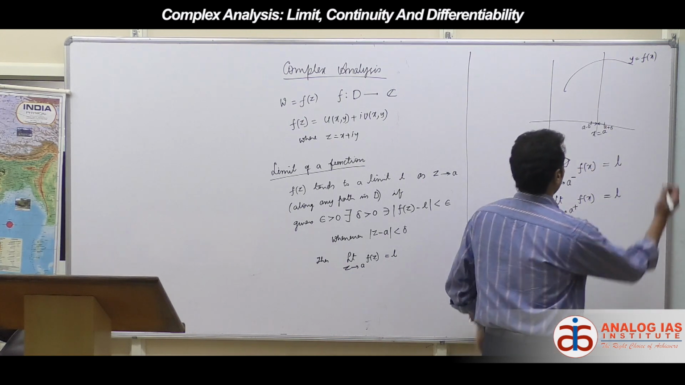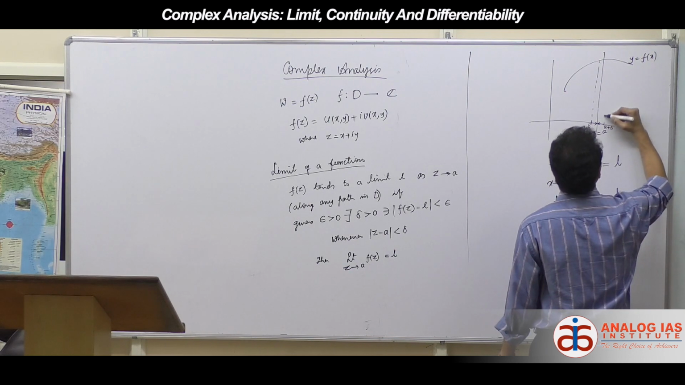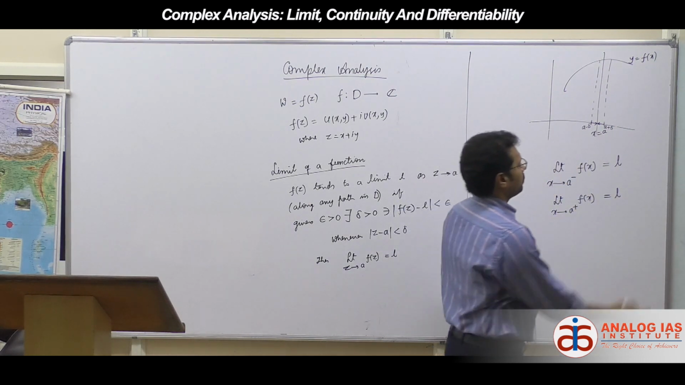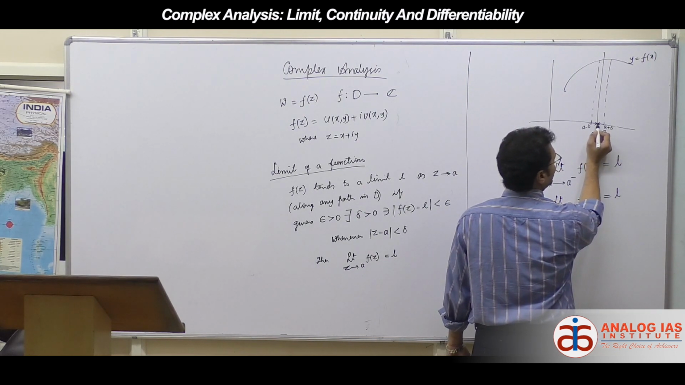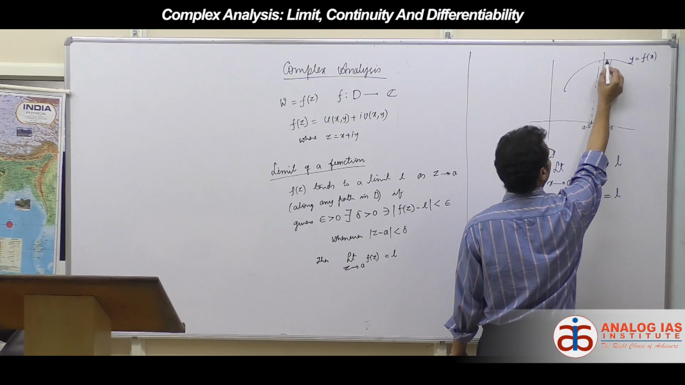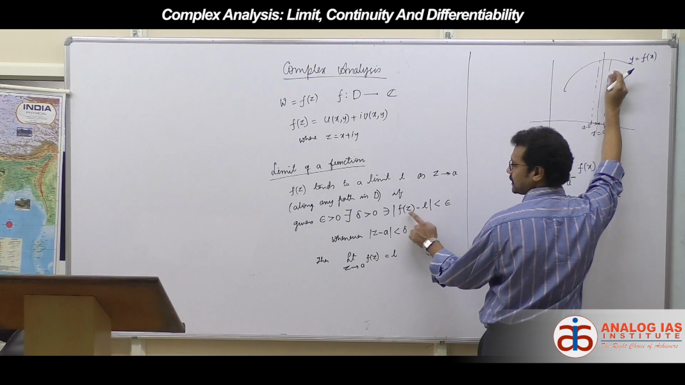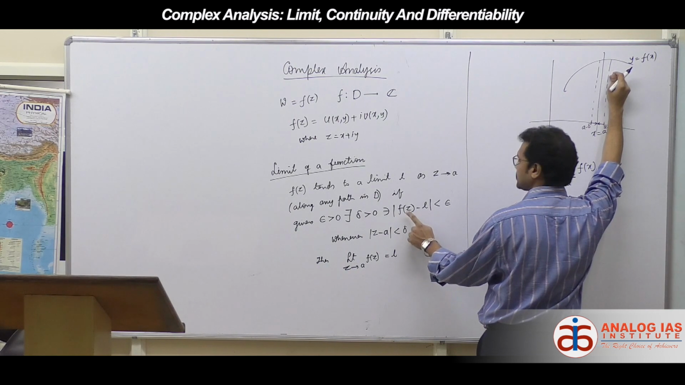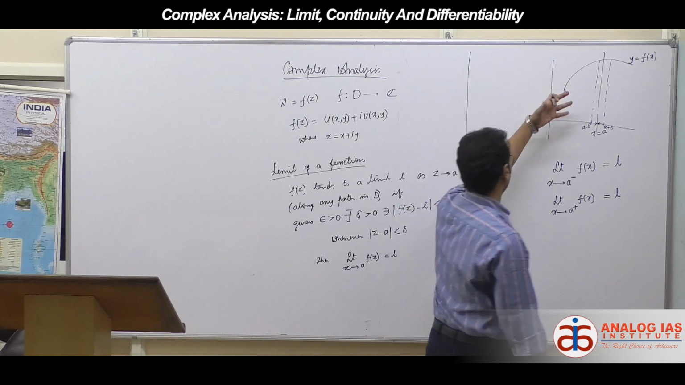Okay, this is what is the delta neighborhood. Now what happens here is, if x is moving in the delta neighborhood of a, then there will be some f of x which is also moving in some neighborhood. It is the epsilon neighborhood of L. Instead of z you treat it as x, we are in the real plane then.